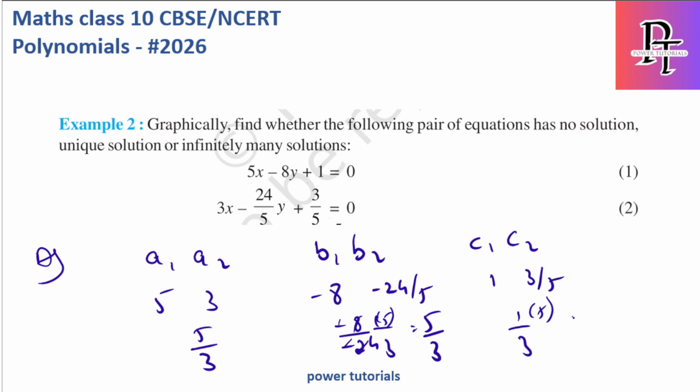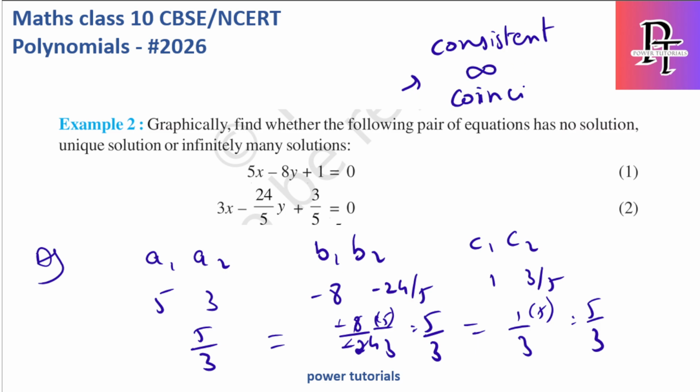So 5 will come on top. This is also 5 by 3. So all 3 are equal: a1 by a2 is equal to b1 by b2 is equal to c1 by c2. So as per these conditions, I can say these equations are consistent but also dependent. The number of solutions of a consistent pair is infinite, and we call these 2 lines coincident.